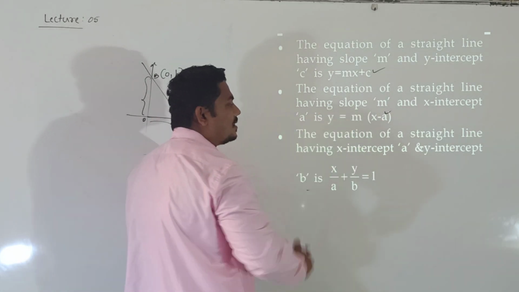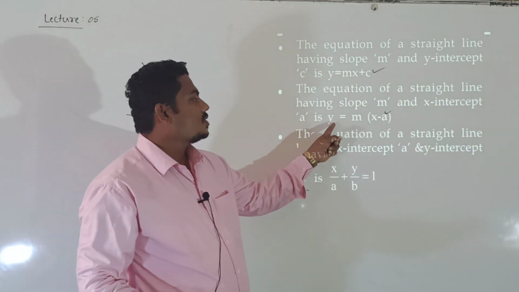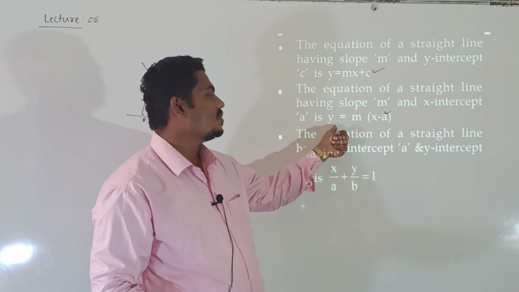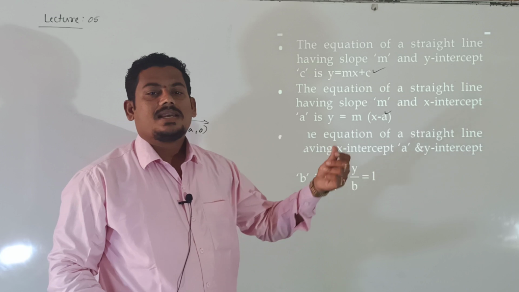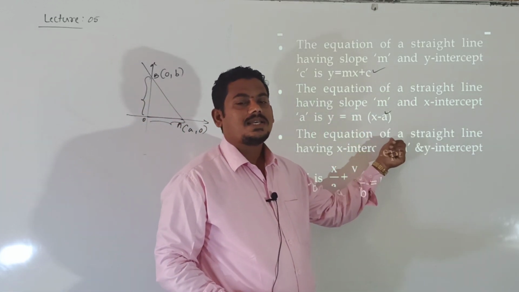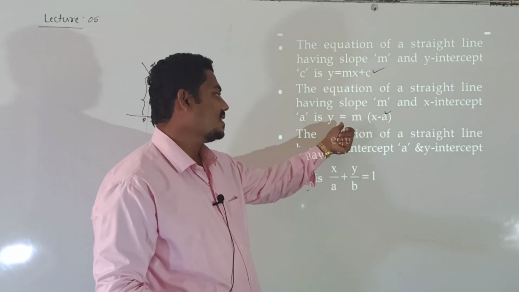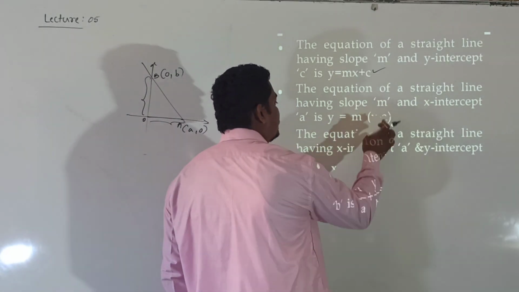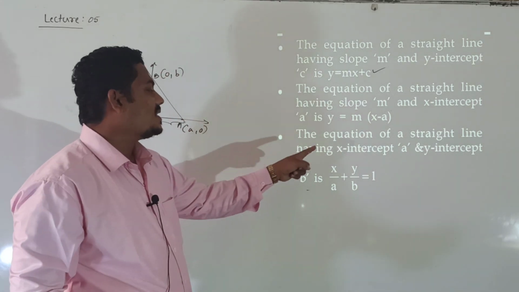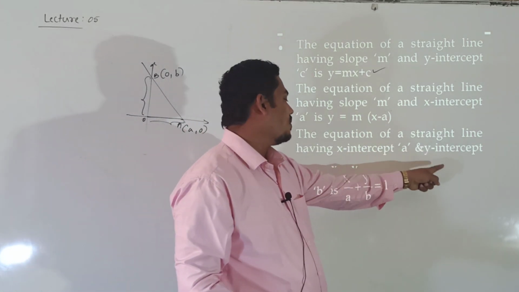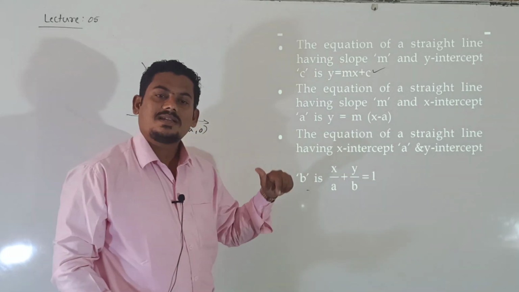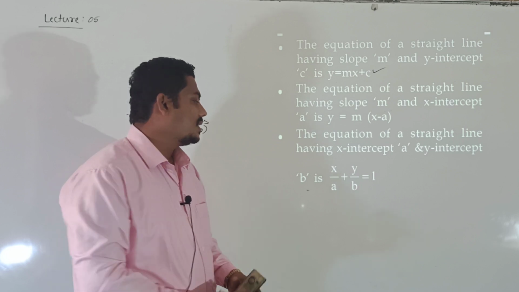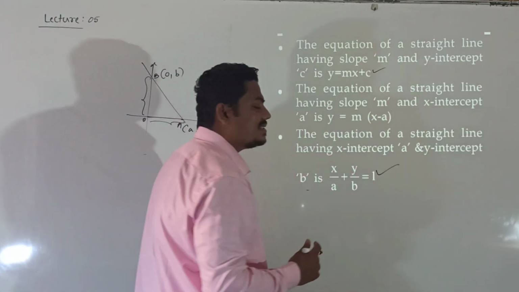slope m and x-intercept is d, then its equation is y equal to m into (x minus d). In this case, instead of d, x-intercept is a, then its equation is y equal to m into (x minus a). Next, equation of straight line having x-intercept a and y-intercept b. Equation of the straight line in intercept form, that is x by a plus y by b equal to 1. This is the equation of the straight line in intercept form, right?